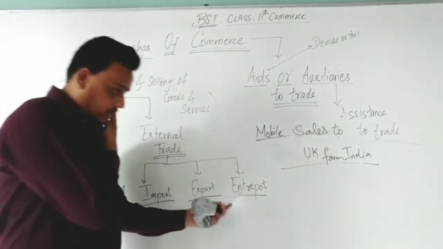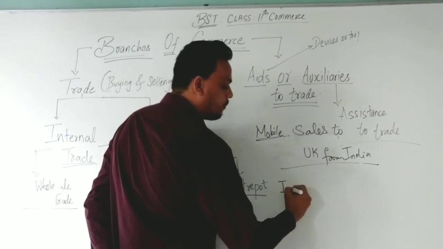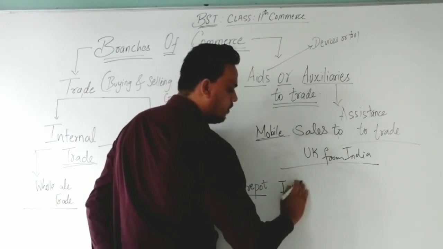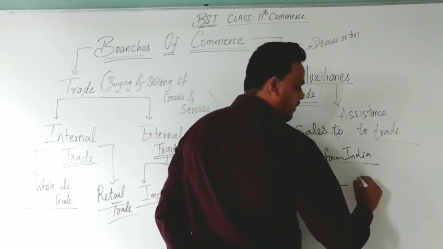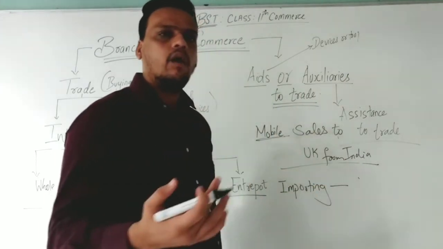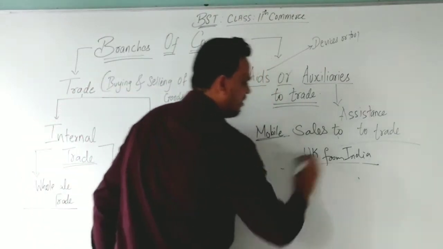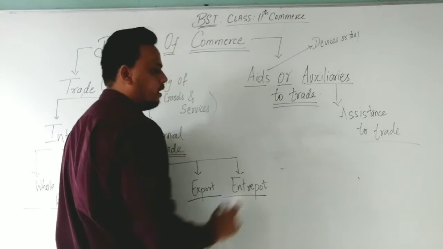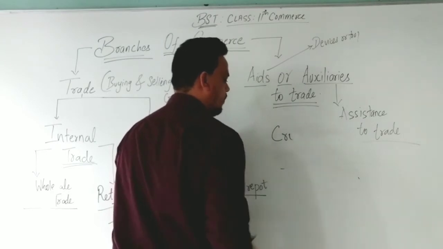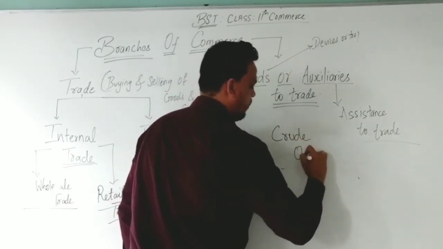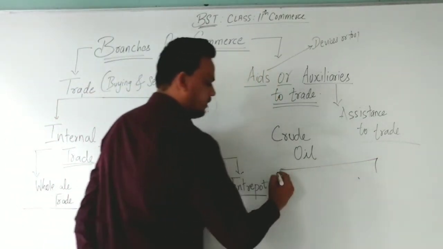And the last part is interport. What is interport? Interport means you are importing that product from a different country and doing modification and selling out to a different country. It is considered as interport. Let's take an example very clearly here. Let's take an example, crude oil. What crude oil has been imported here? Let's take an example over here.